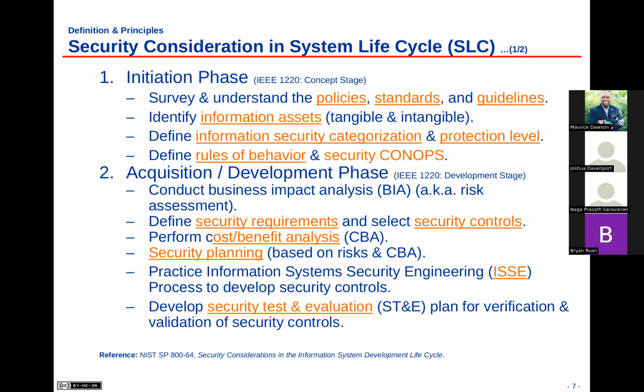So that's phase one. Phase two, which is tied to the IEEE 1220 development stage, is the acquisition and development stage, right? So conduct a business impact analysis as a risk assessment. When we do our projects towards the end of the semester, you will do a risk assessment. You will see what risks are there to the project. Before you do anything, you need to understand the risk. You're going to buy a house. What is the risk of owning a home? What is the risk of buying this particular home? If you're going to buy a house in Southern Florida, what could you expect?